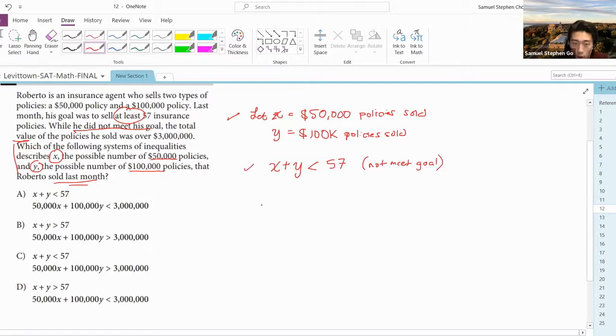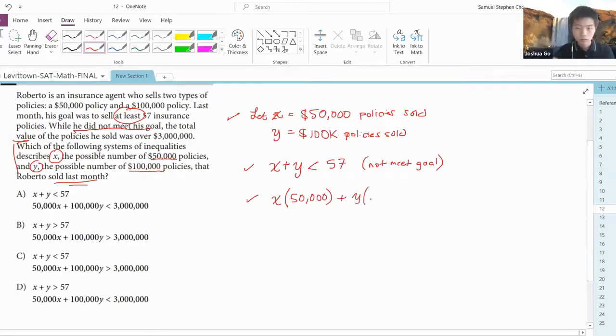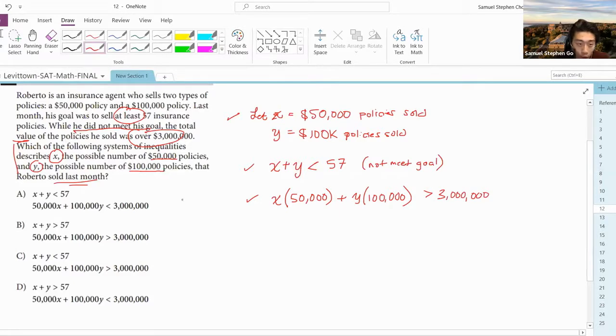Again, like that lawn question, to get the total sales, how much they actually made from these policies, you have to multiply the number of policies times how much that policy costs, so that's 50,000X plus 100,000Y. And we said that was over 3 million. So that's greater than 3 million. Bunch of zeros here, so you can just look at the choices. It's a very, very simple comparison to do. Let's look at it real quick.